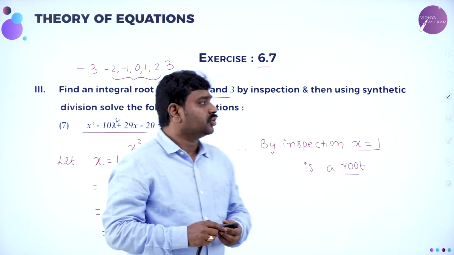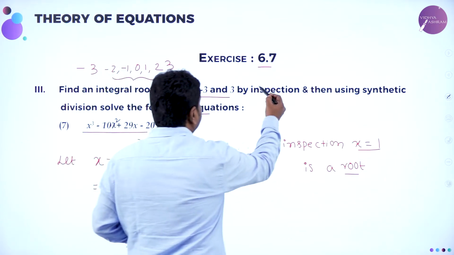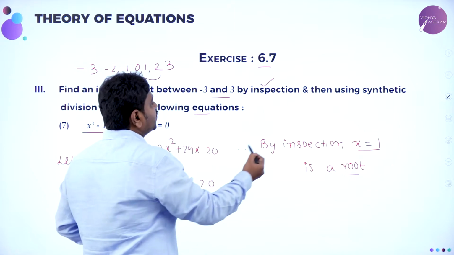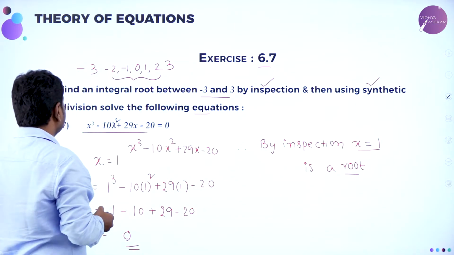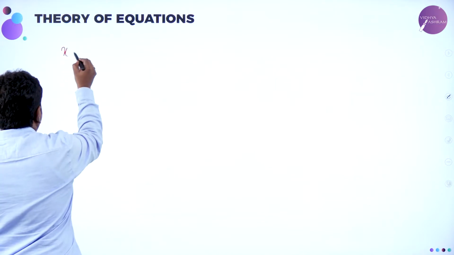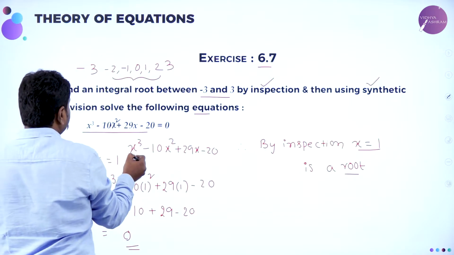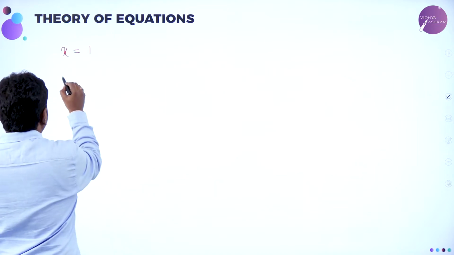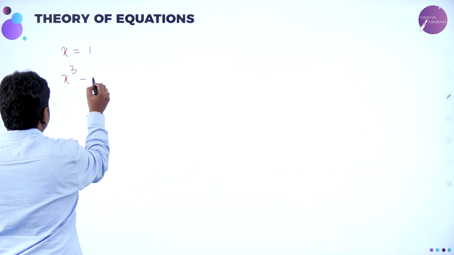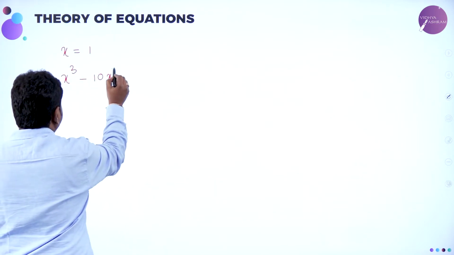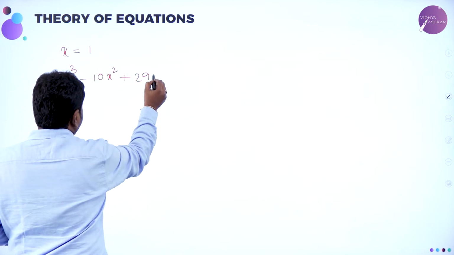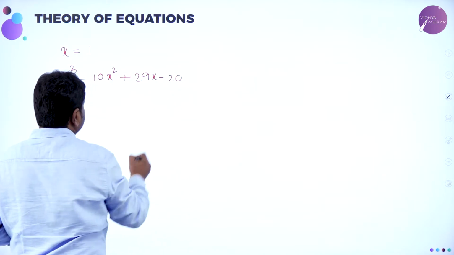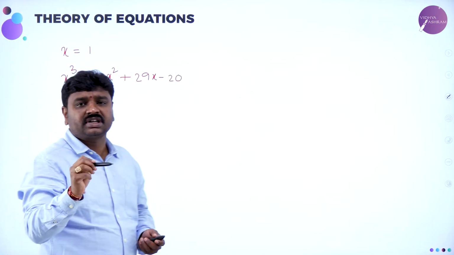Now what you should do? By inspection, you should find one root, we have done it. Now use synthetic division, they are asking you to solve it using synthetic division. So now x is equal to 1 you got, and what is the equation they gave? x cube minus 10x square plus 29x minus 20.